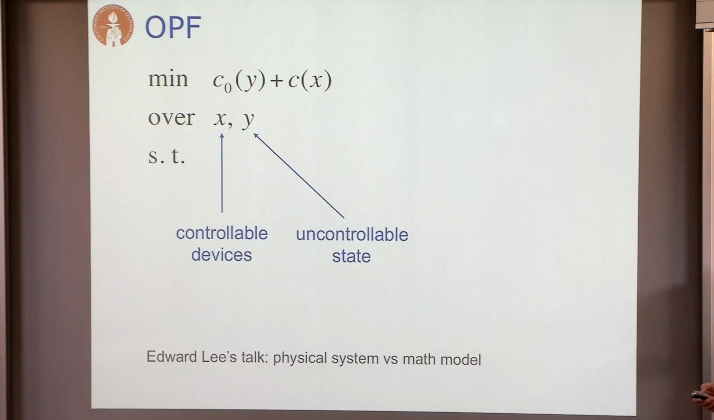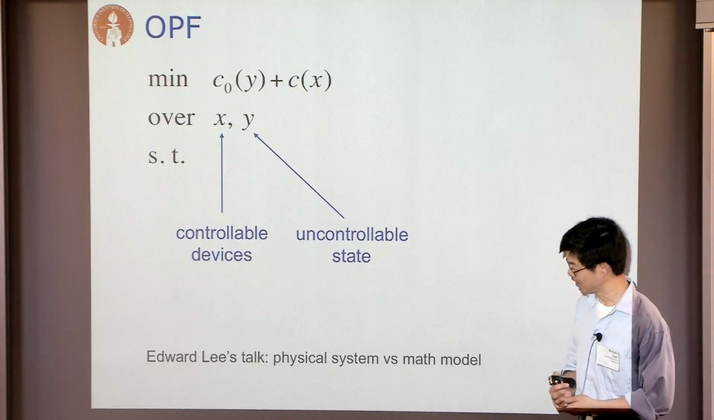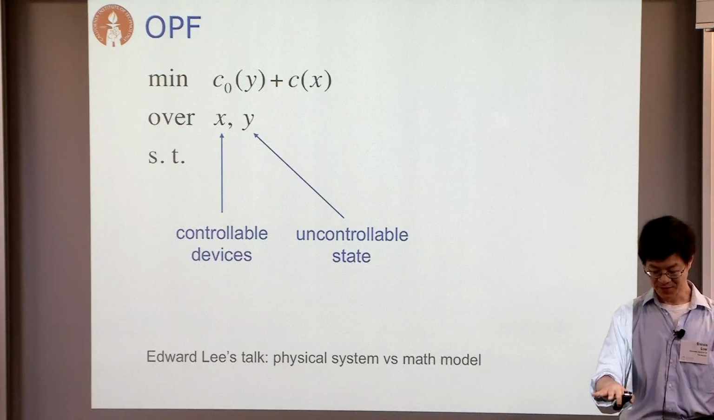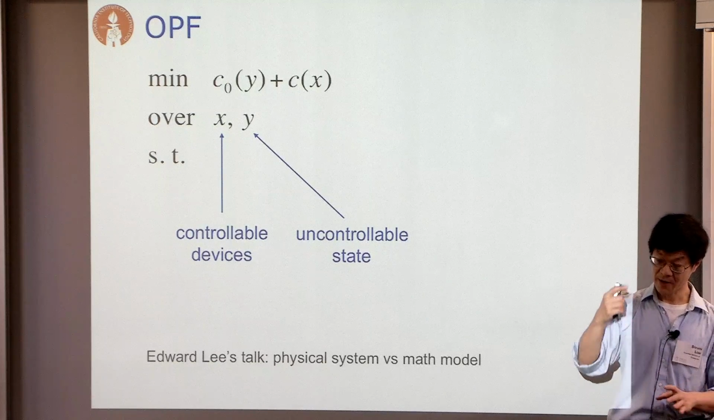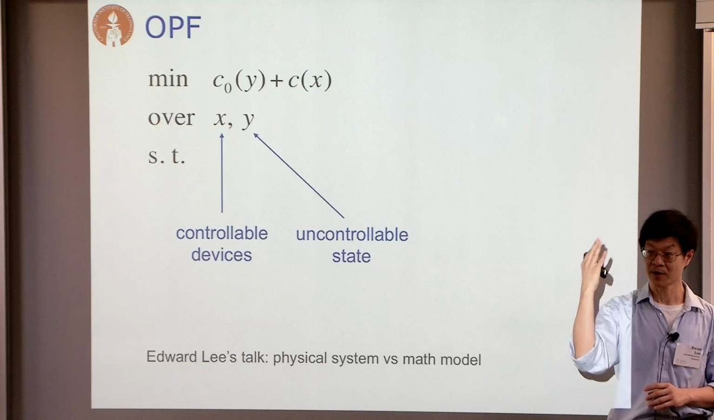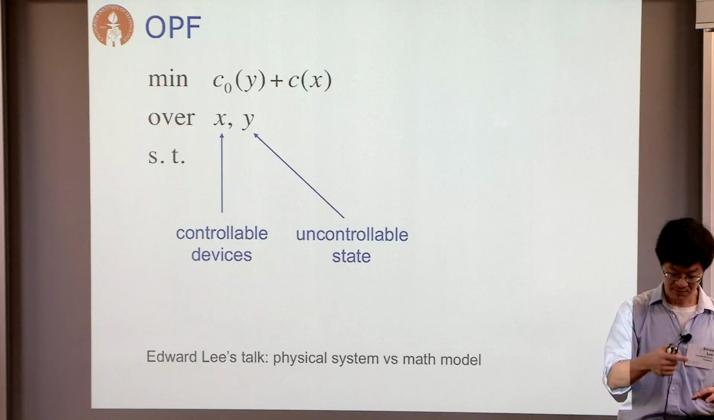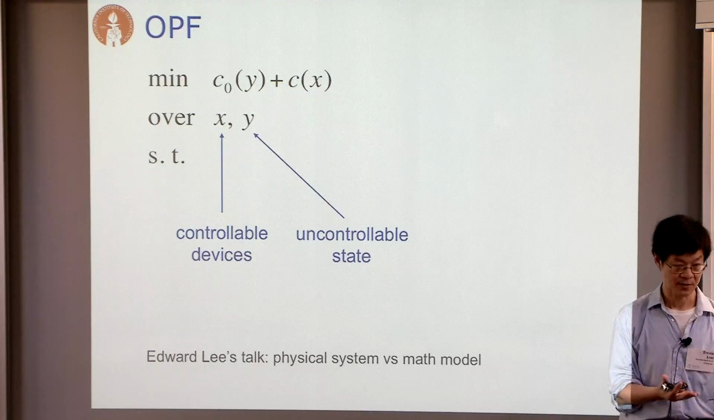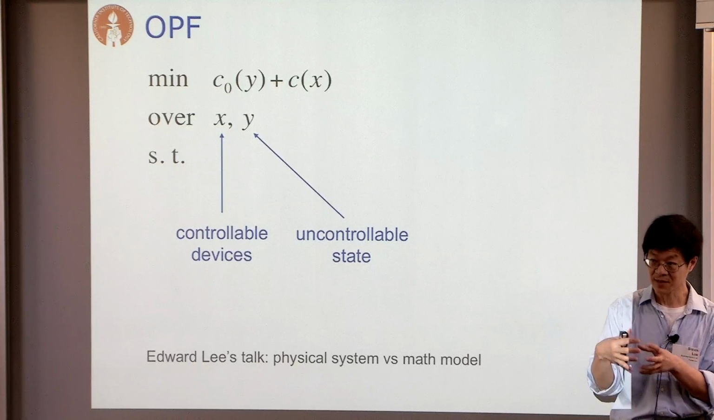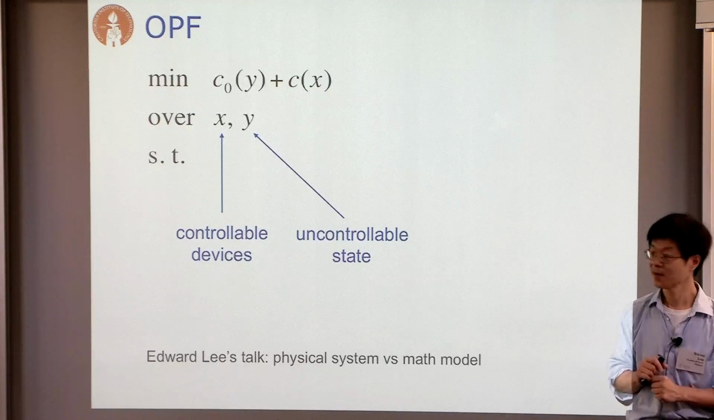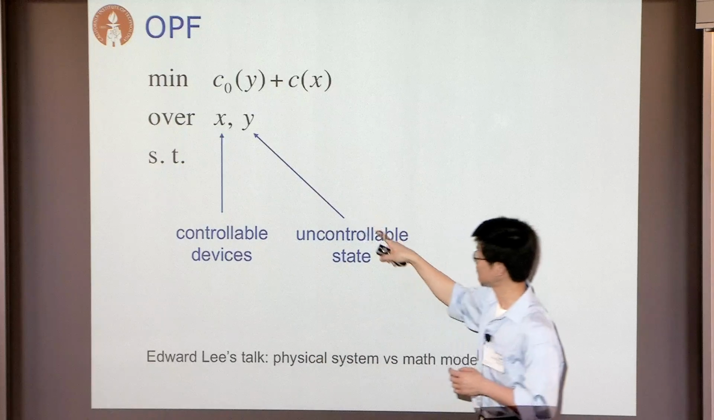OK, so the idea of online algorithm is very, very simple. So if you think about what we can actually do in the physical system, there's a model, like what Edward Lee said. And hopefully so what is a model? A model is simply a set of variables and a set of equations. Hopefully, every variable corresponds to some controllable device or some state in the physical network. The point is, in the physical network, we cannot control all state. There's only a set of variables that we can control. And therefore, these are the controllable devices X and the uncontrollable network states Y.